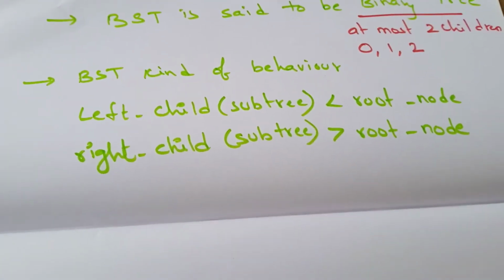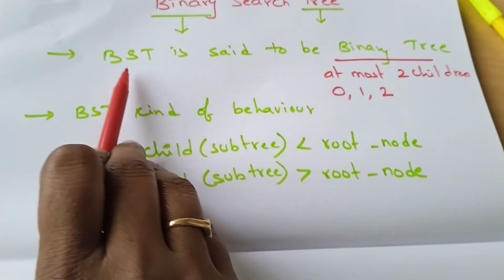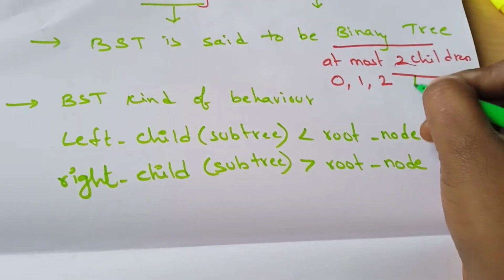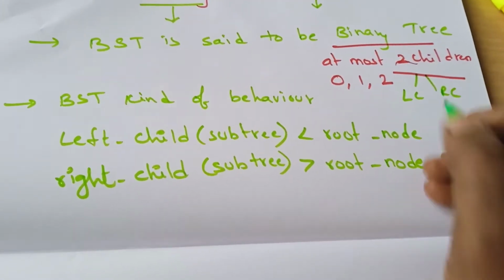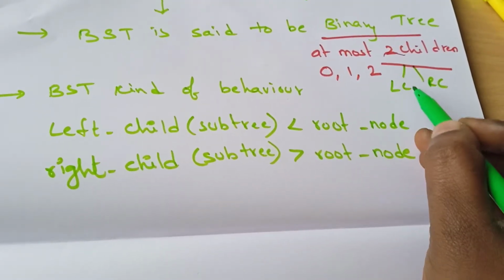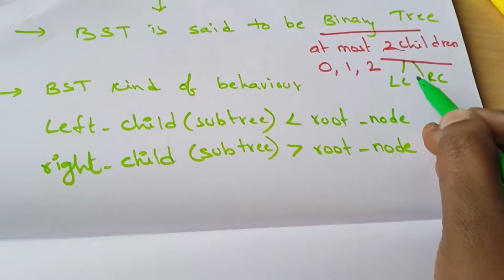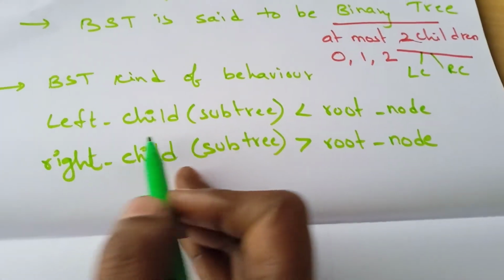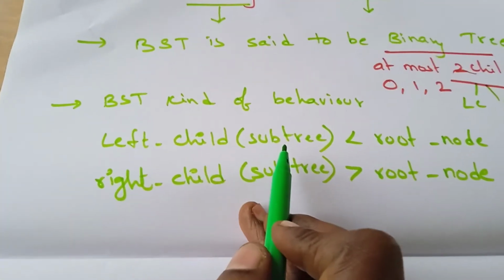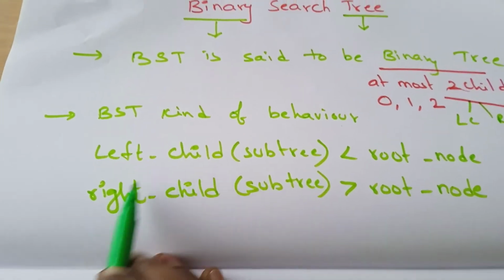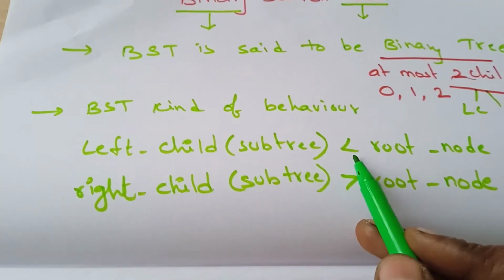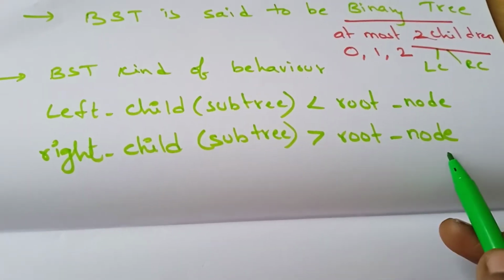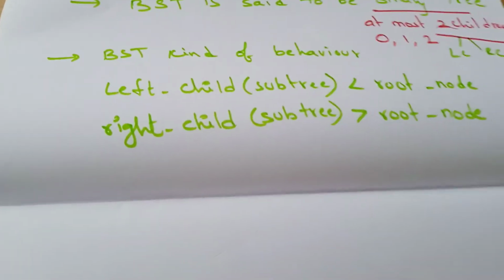Now see this one. Every binary search tree will have at most two children. Now what are these two children? Left child and right child. Now the left side subtree of every binary search tree will be arranged to satisfy this phenomenon. Not only the left child, the entire left child subtree should be lesser than the root node. The entire right child subtree should be greater than the root node. Right? Now let's see some examples.